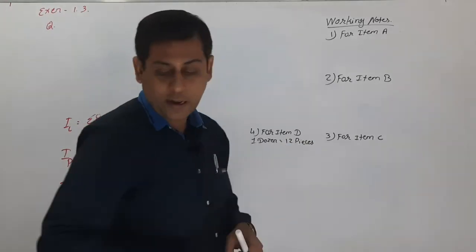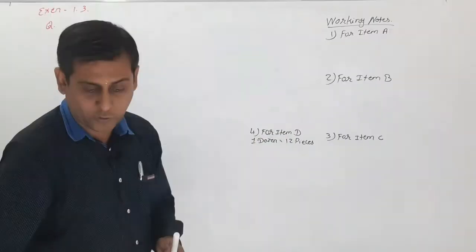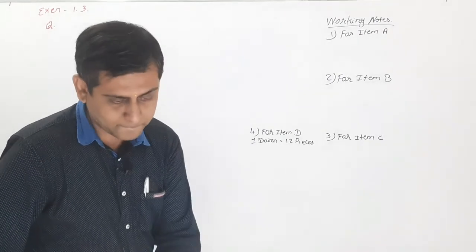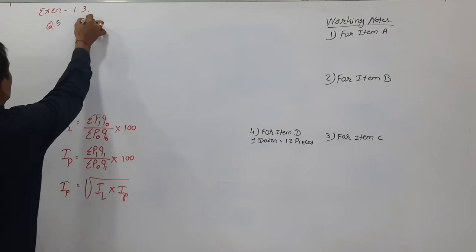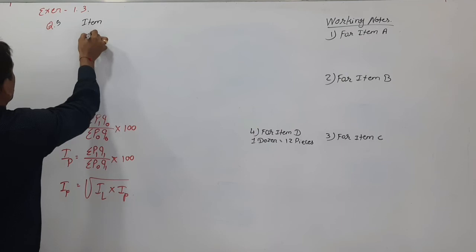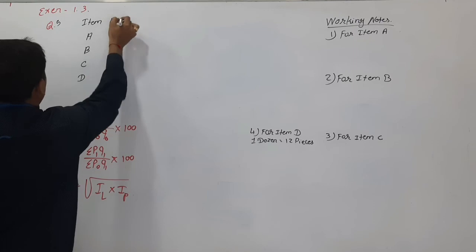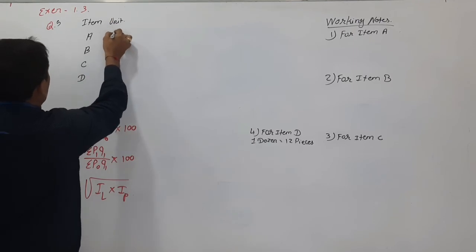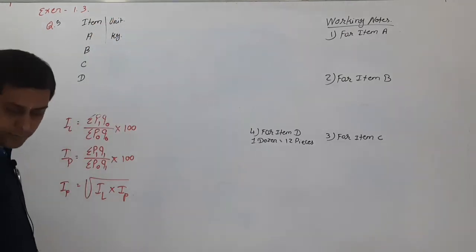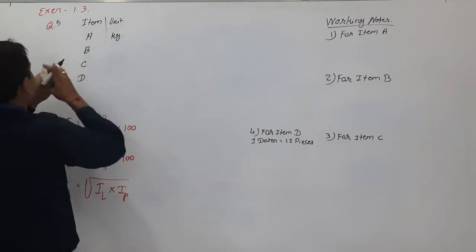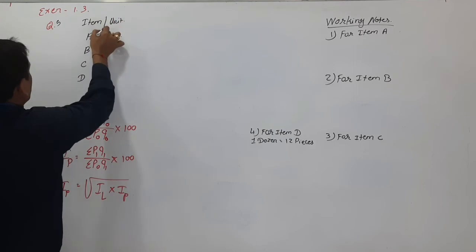So for item A, I am doing the working note first, and here I am writing the question first. Items A, B, C, D, question number 5. Then the unit column. In the unit column, we just write kg, because in the quantity column kg is given. That's why we write kg in the unit column.